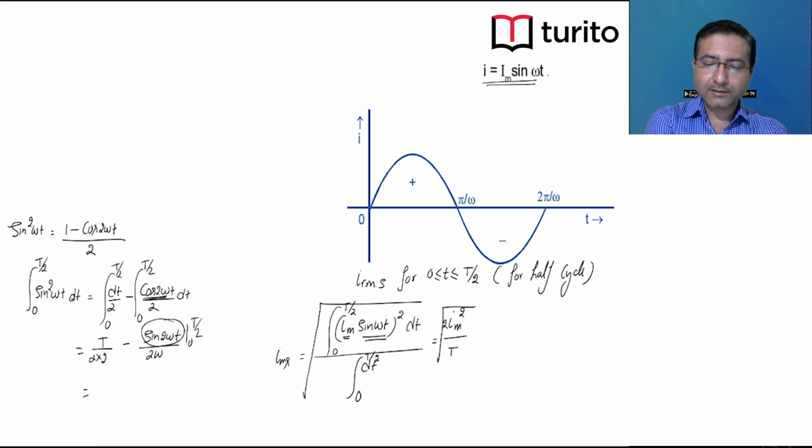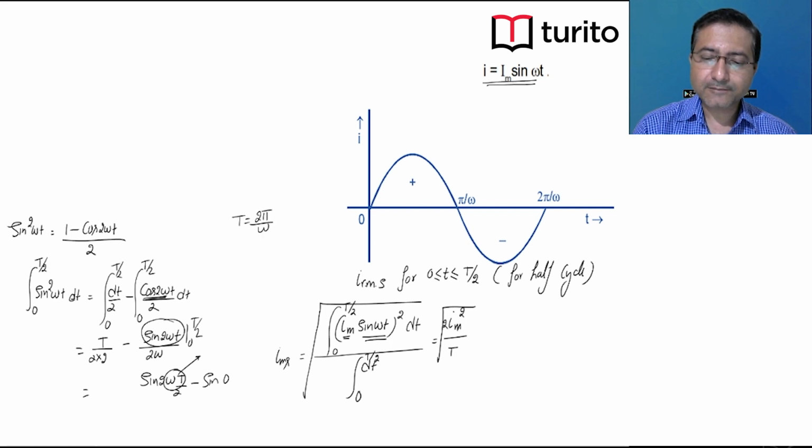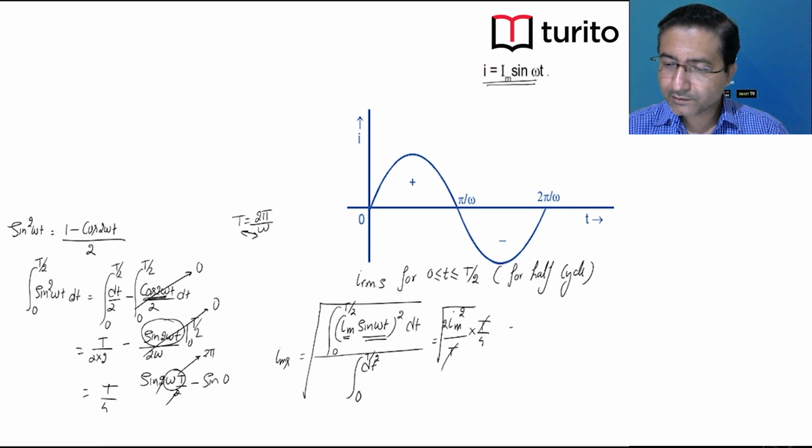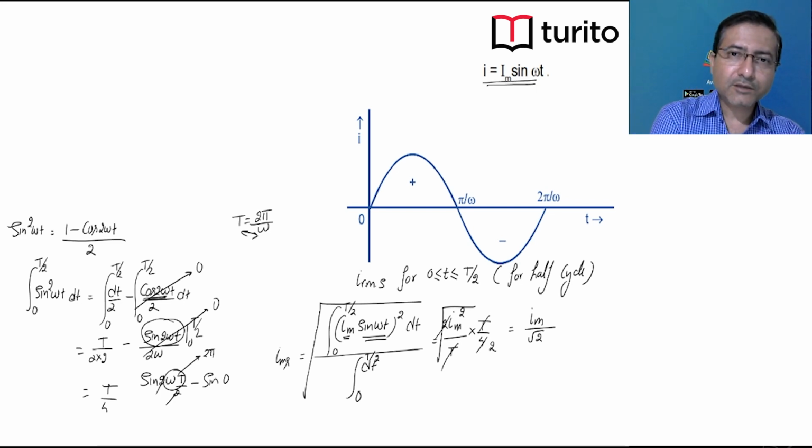And if you look at the sine term, it is coming as sine 2 omega T by 2 minus sine 0. Omega T is equal to 2 pi, so T omega will be 2 pi. Here if I write 2 pi, sine 2 pi is 0 and sine 0 is 0. So this whole term is coming 0. That means we are getting T by 4. So the integration of this one is giving me T by 4. T is getting cancelled out, and we are getting Im divided by root 2. So this is IRMS for half of the interval, right?